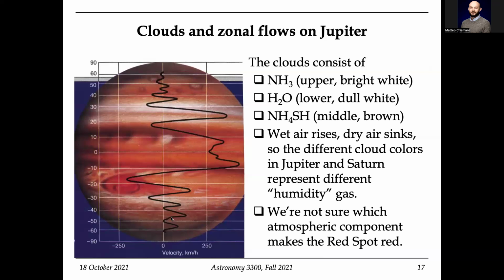And in the clouds themselves, we have different colors. So at the very top, you have ammonia. That's the bright white in the upper. You have water. That's the lower dull white. And then in the middle, you have the ammonia hydrosulfide. Okay. And that's in the middle. And that's what gives it its brown, very deep. So the simple thing that we want to remember here is that wet air rises and dry air sinks.